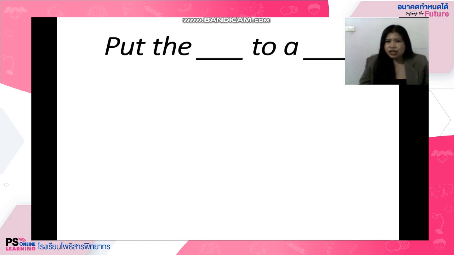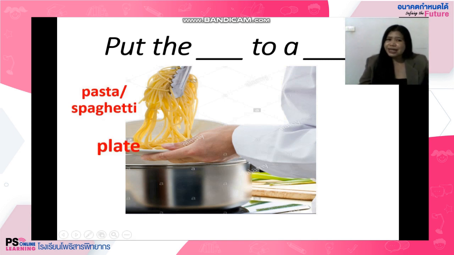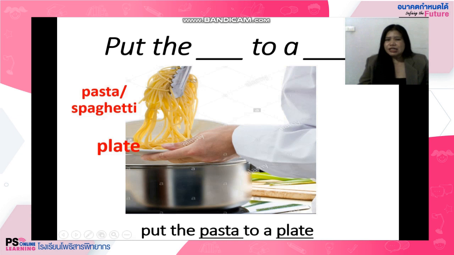The next phrase is put the to a. That is the second phrase. How are you going to say it? The example is this one: the pasta, the spaghetti or noodles, and then the plate. How are you going to say it? You say put the pasta to a plate.